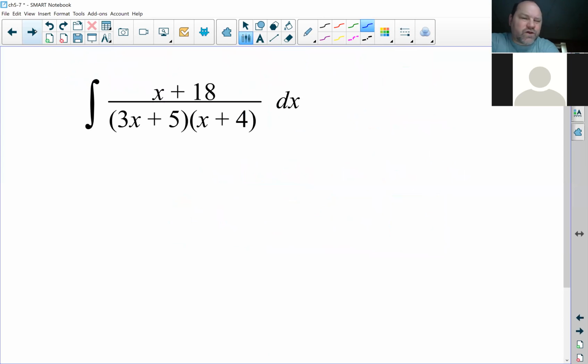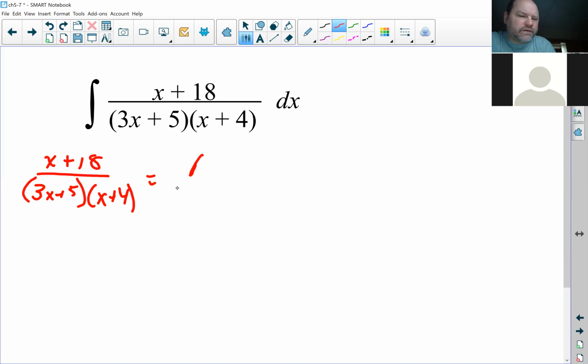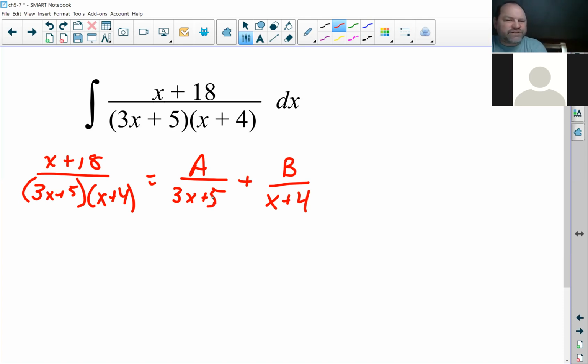All right, so here we have one that's already factored. So that's nice, a little less work. And I think it's standard convention to use A and B. If we had a third factor, we'd have a plus C over whatever that third factor is, and so on.